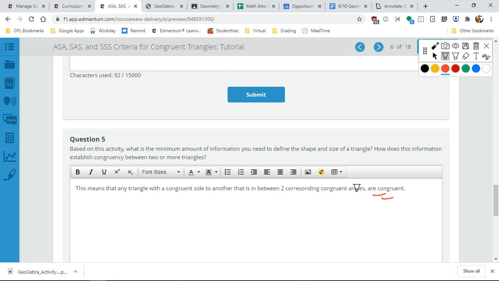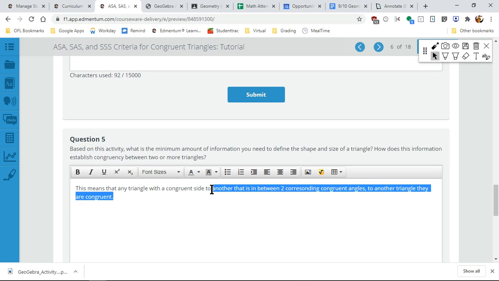And the reason why I said "are congruent" is because I was talking about triangles. Two triangles with a congruent side in between two corresponding angles. Oh, I never finished talking about the other triangle, so that is bad English on my part. To another triangle, they are congruent. Always reread your sentences, because I had all the parts correct, but the rest was a little different.